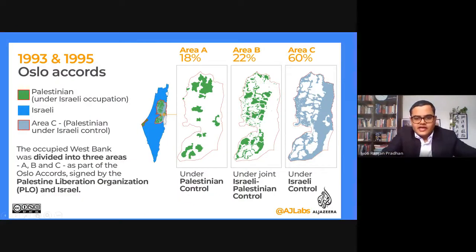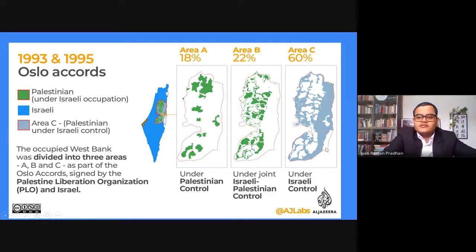So we come to this. Area A, where the Palestinian side gets full control, consists of 18% of the area and almost 90% of the population because it consists of all the urban areas. Area B has the orchards and villages. It has some population and it consists of 22% of the area.